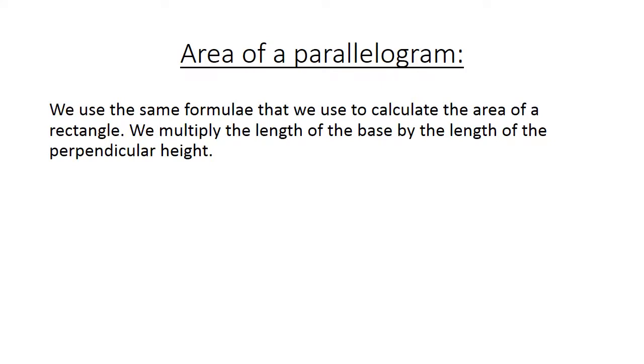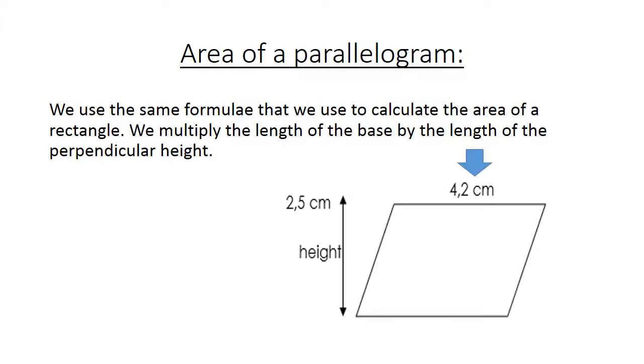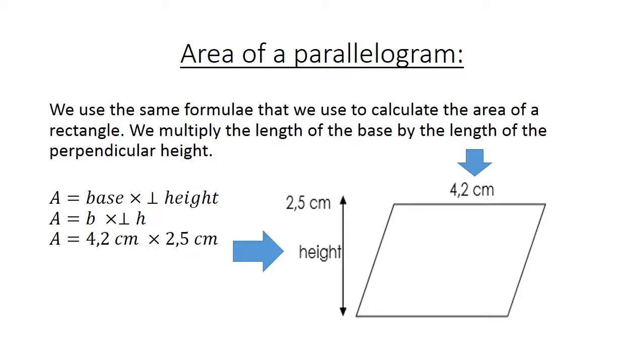Area of a parallelogram. We use the same formula that we use to calculate the area of a rectangle. We multiply the length of the base by the length of the perpendicular height. Area equals base times perpendicular height equals 4.2 centimeters as our base times 2.5 centimeters my perpendicular height equals 10.5 centimeters squared.